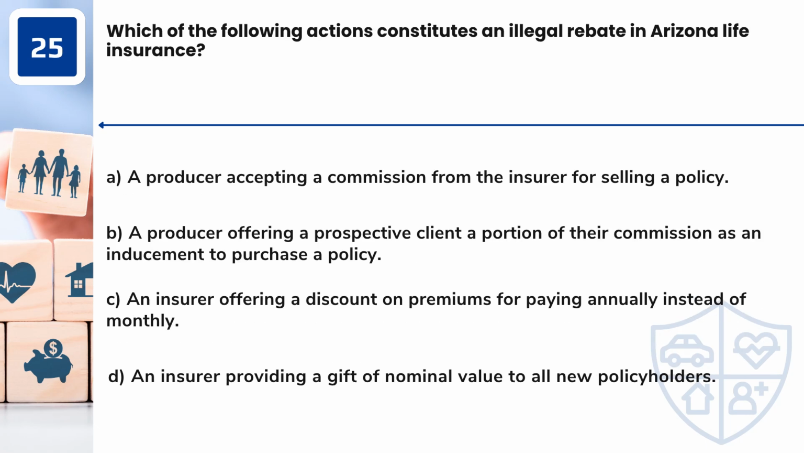Question 25. Which of the following actions constitutes an illegal rebate in Arizona life insurance? A. A producer accepting a commission from the insurer for selling a policy. B. A producer offering a prospective client a portion of their commission as an inducement to purchase a policy. C. An insurer offering a discount on premiums for paying annually instead of monthly. D. An insurer providing a gift of nominal value to all new policyholders.